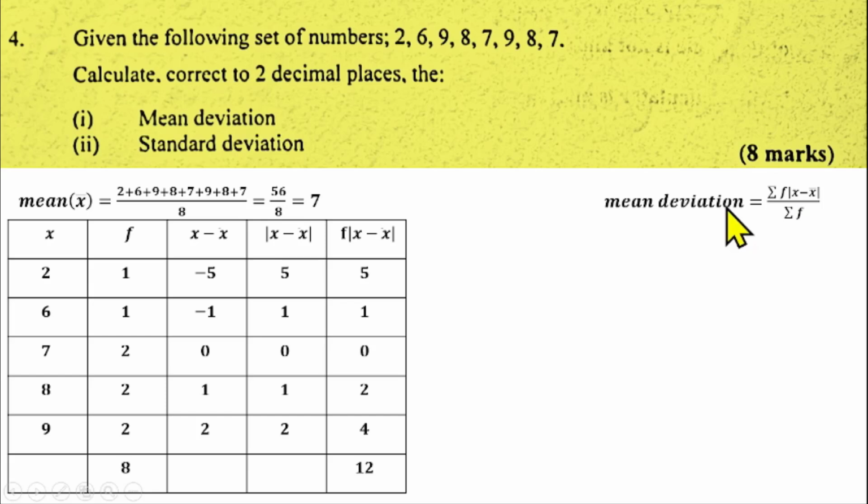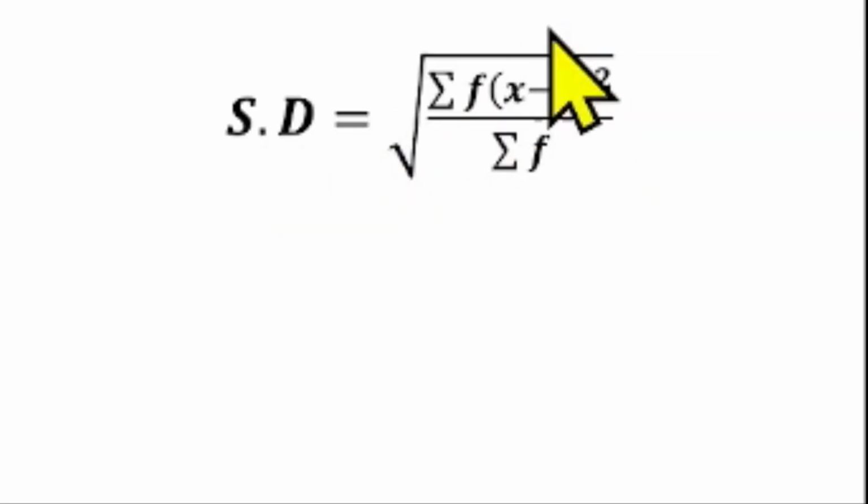If you now return to this formula, then you'll have 12 over the summation of frequency, which is 8. So you have it over 8, and that should give us 1.5 if you simplify that further. But the question asks us to leave our answer in two decimal places. So that will give us 1.50 to two decimal places. That's for mean deviation.